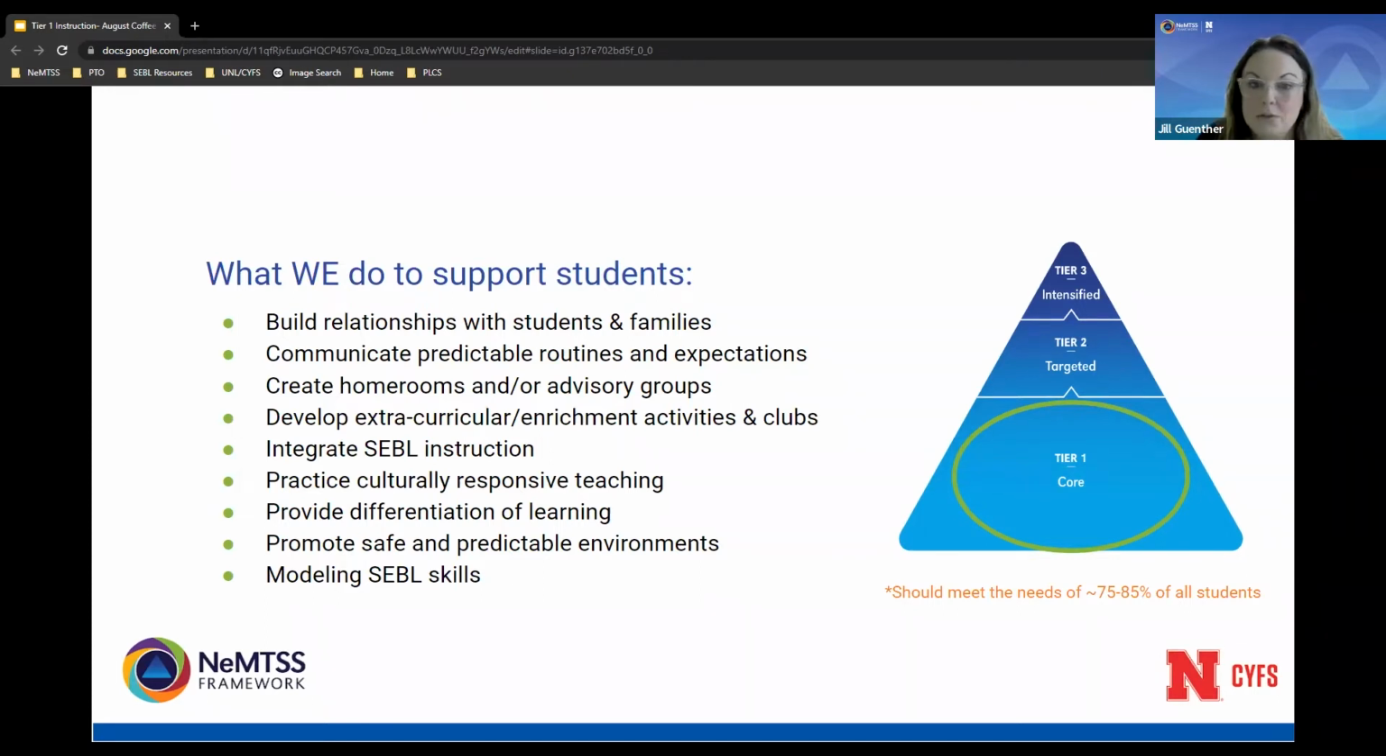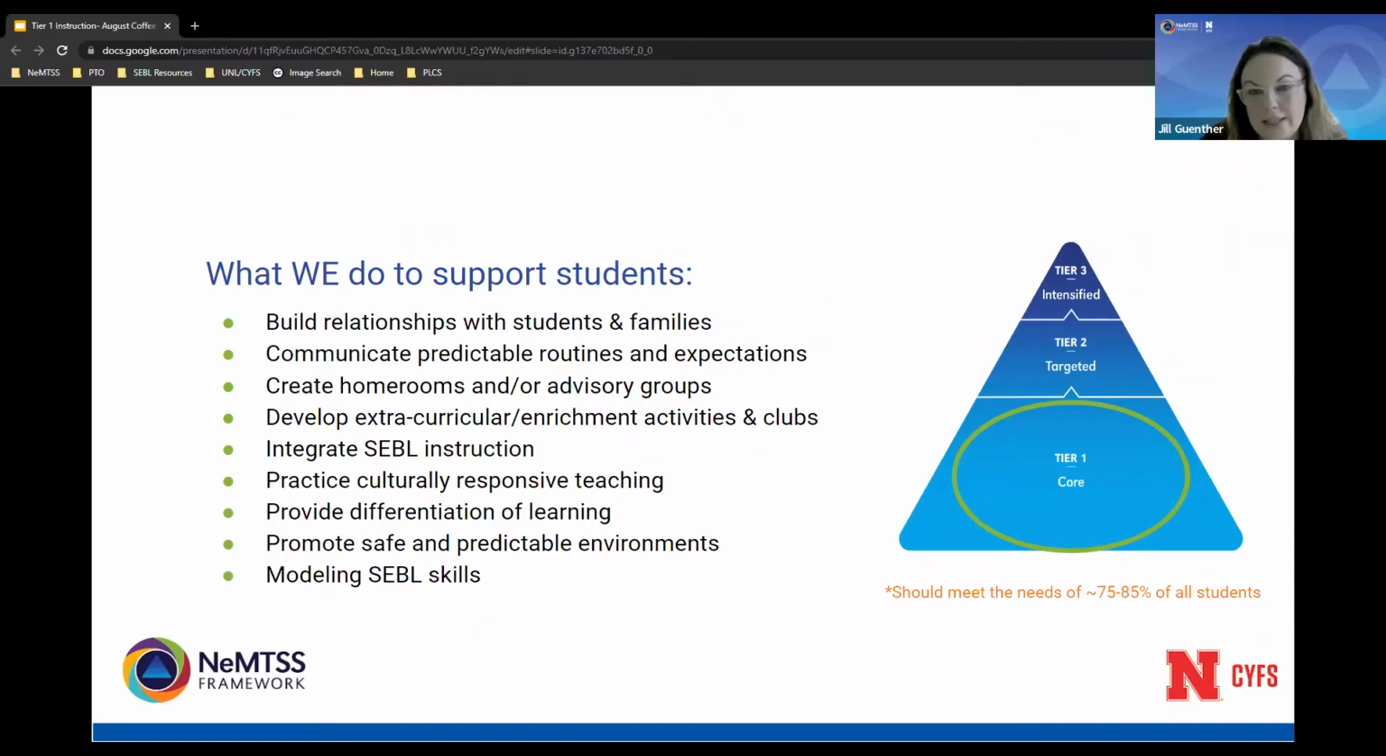So I mentioned building those relationships, not just with students, but amongst colleagues, amongst families, community partners, community members, all stakeholders involved, really. Communicating those predictable routines and expectations, perhaps even looking at creating some homerooms or advisory groups, maybe looking at how we're building those connections and helping students feel connected to their building. And perhaps that could be through some different extracurriculars, through some different clubs or activities, integrating that SEBL instruction.